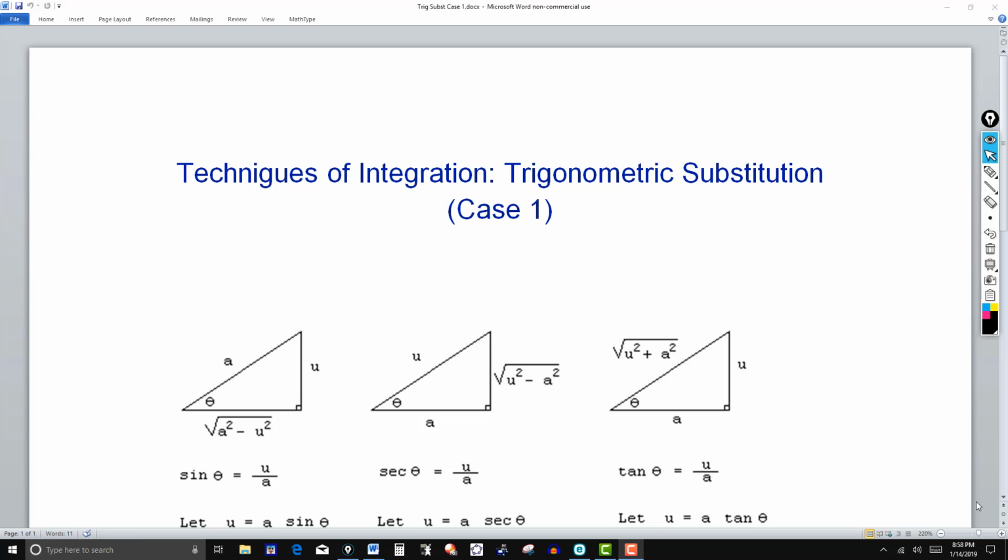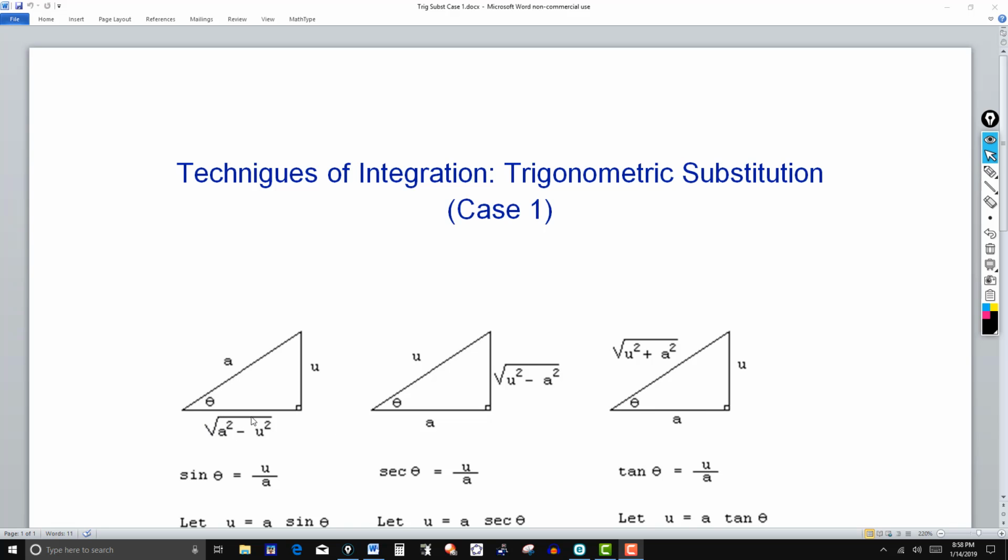In this video, I'm going to look at more techniques of integration. In particular, we'll focus on the trigonometric substitution. And here I have three triangles. I'm going to call the first one case 1, the second one case 2, the third one case 3. So basically, you're solving integrals where you have a radical.